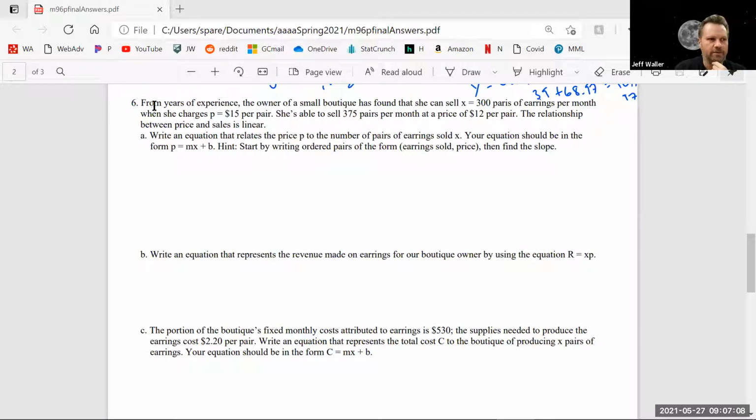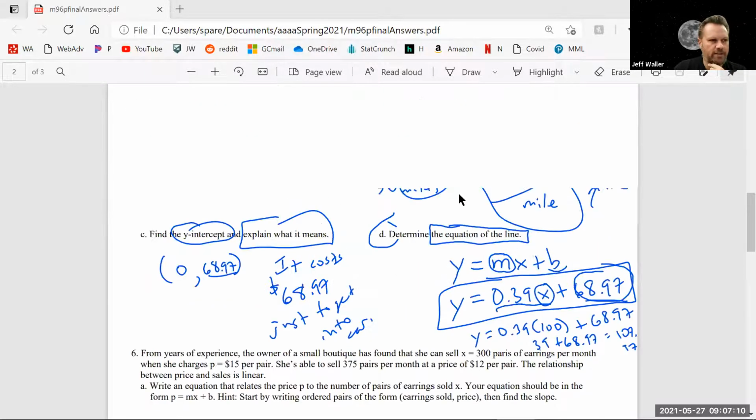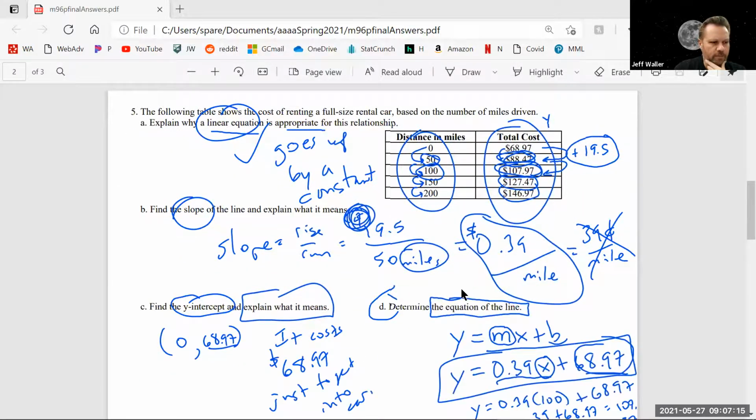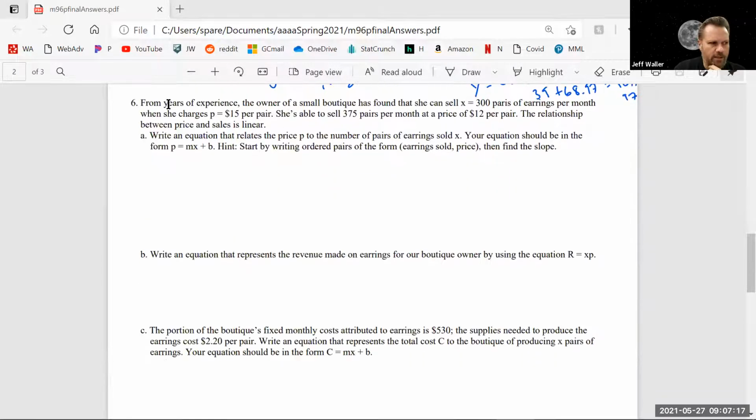Thank you. All right, so here we go. So number 6. Last time we finished up through 5. Last time being yesterday. And now we're doing this problem here. So does this make sense that if she decreases the price from 15 to 12, she'll sell more earrings? Yes.